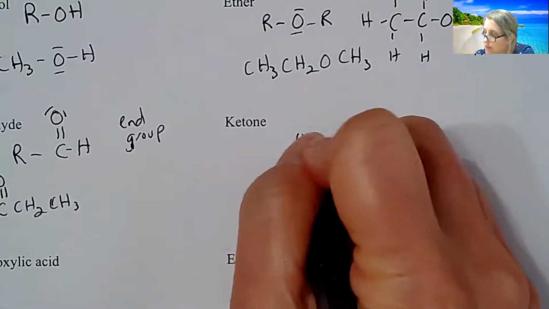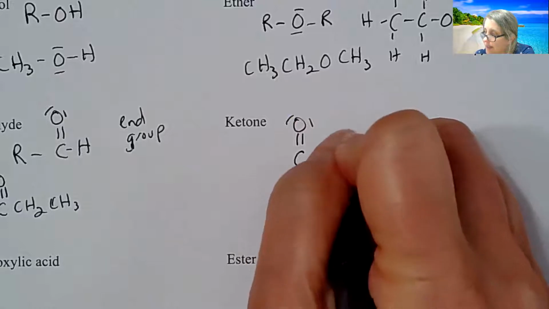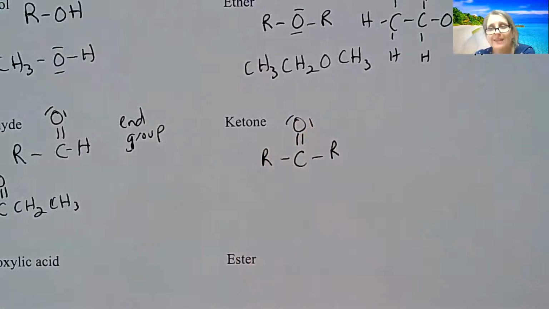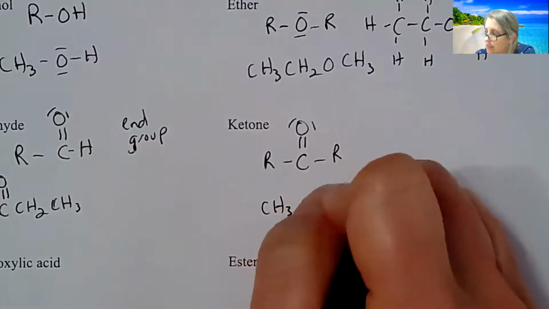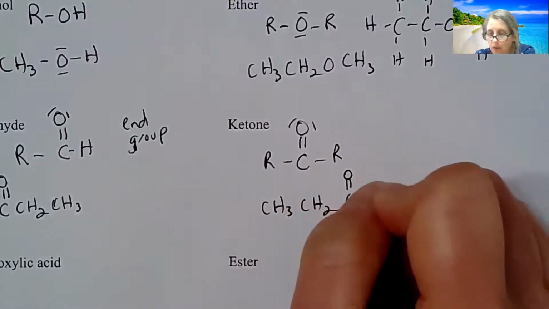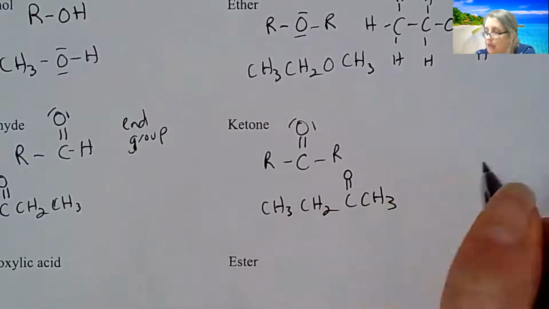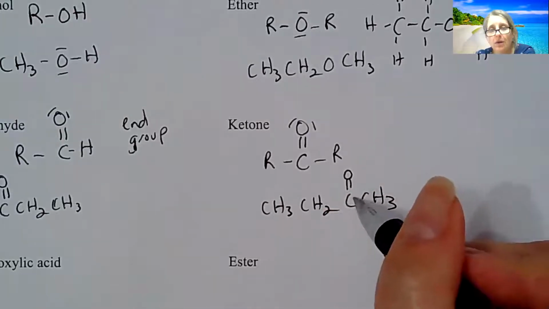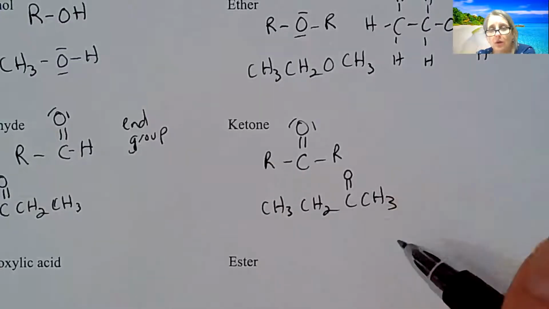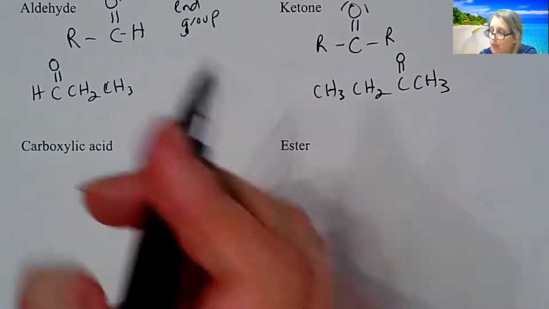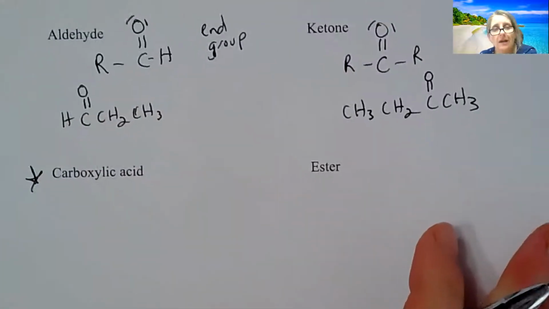Ketone, a C double bond O, but it then has two neighboring carbons at least. It could have more than that. So I could have CH3, CH2, C double bond O, CH3. That is a ketone because the carbon is attached to an oxygen double bonded, and then you have two other carbons attached. Now carboxylic acid is going to be the other functional group.